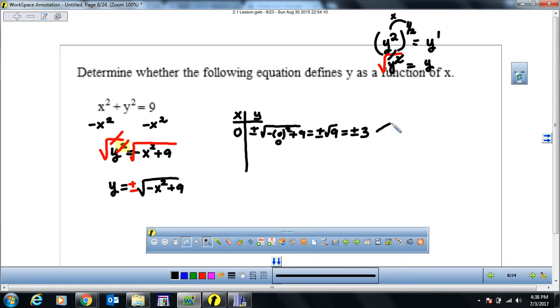That when x is equal to 0, y is equal to 3, but also when x is equal to 0, y is equal to negative 3. Now, I can try it with any other value.